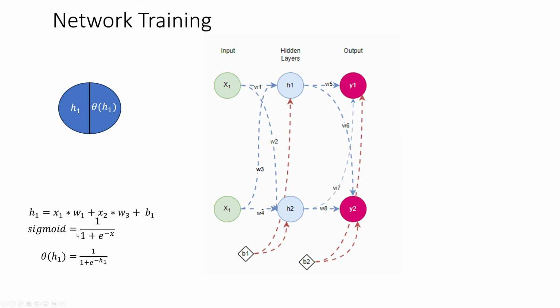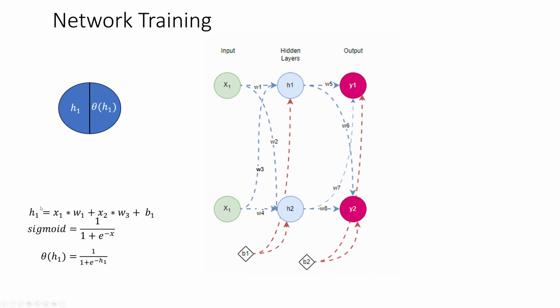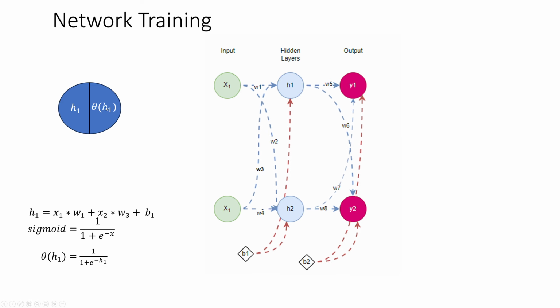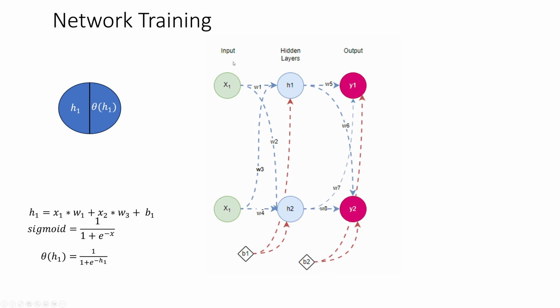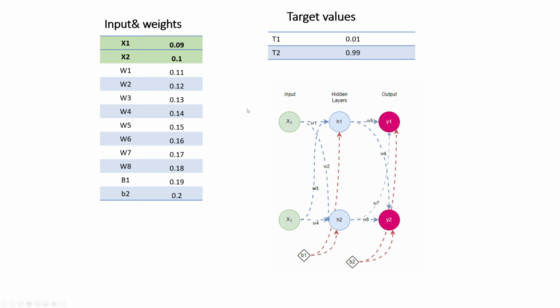And I'm using the sigmoid, and to have this h1, the second part of the node will be the sigmoid function, and it's only for hidden layers and output layers. So now let's go to the next slide.